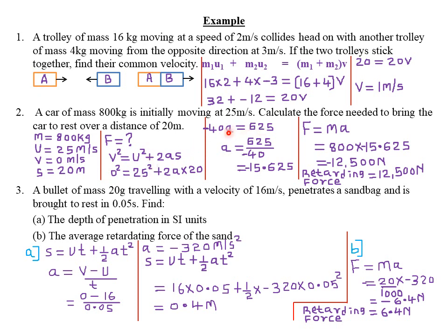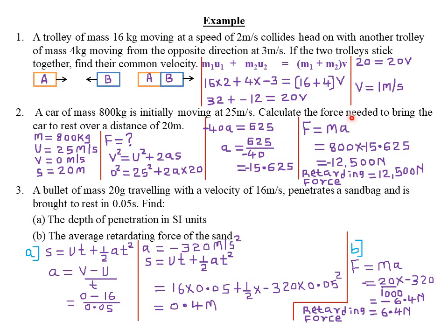If I make a the subject of the formula, I simply divide both sides by negative 40, so that a is equal to negative 15.625 meters per second squared. That is our acceleration. Remember, we get the value of a as negative because the body is decelerating, because we said that deceleration is simply the negative of acceleration.